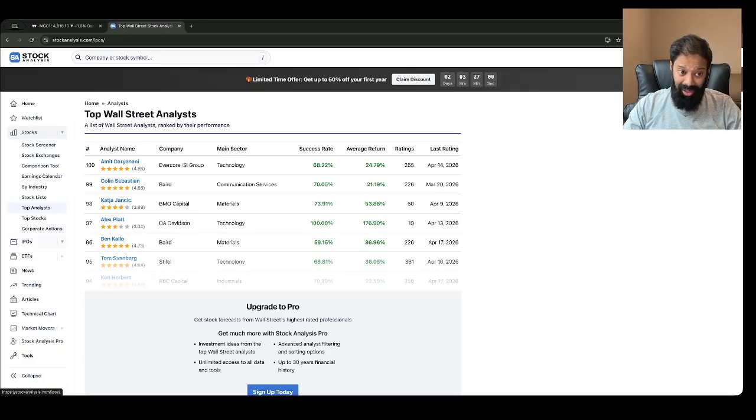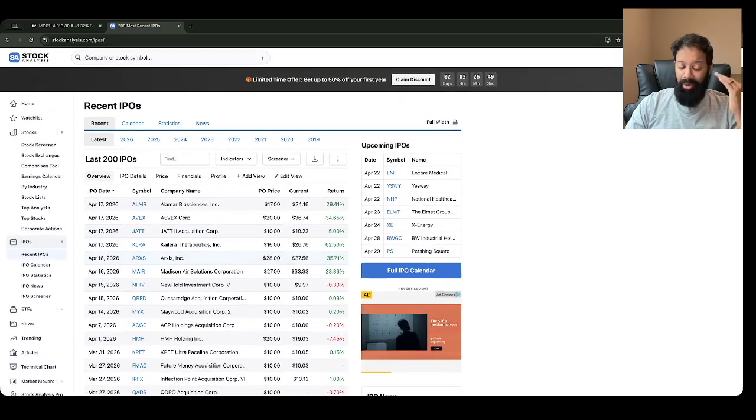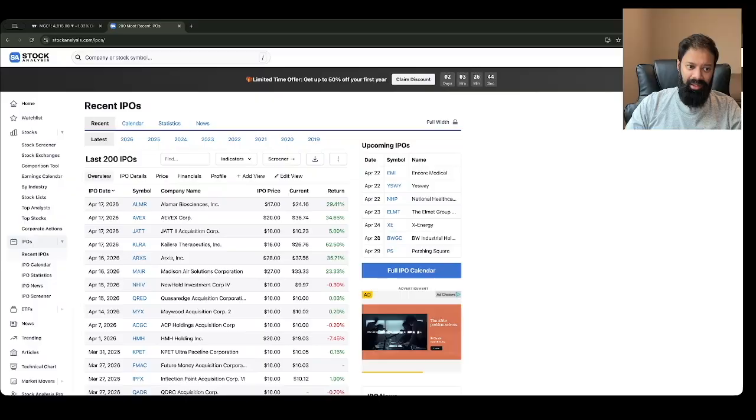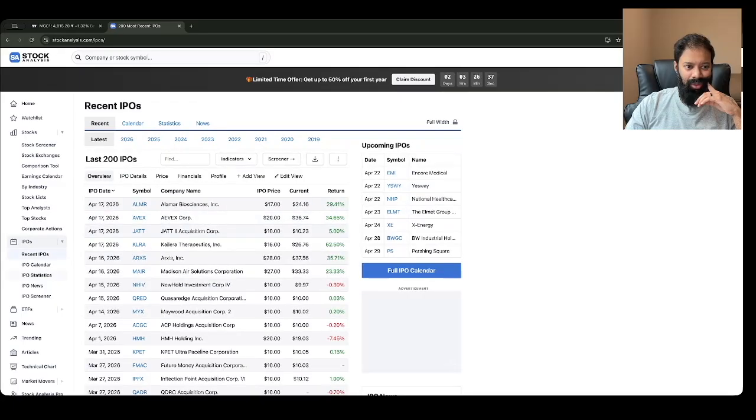Then you have IPOs, and I'm really excited to use this one. There are some really high profile IPOs that I want to get into, but I never really had an option with one of my financial platforms to look at those. So here we have the IPO section, and you can look at the IPO calendar, statistics, news, and screener.